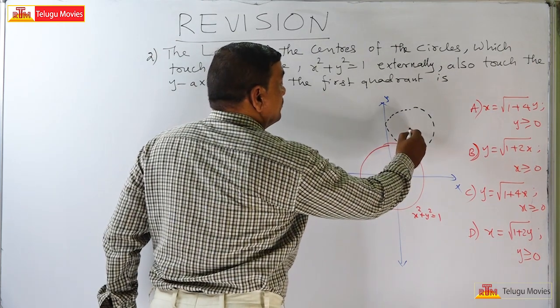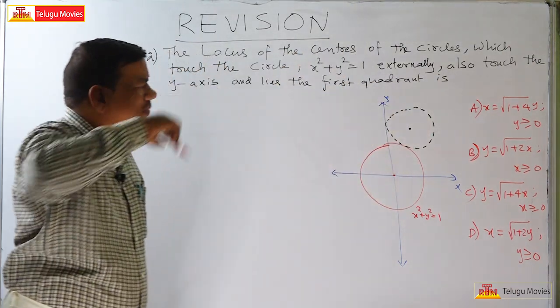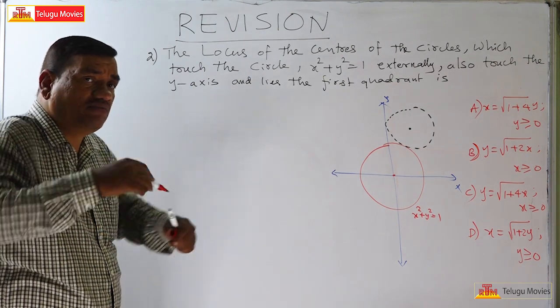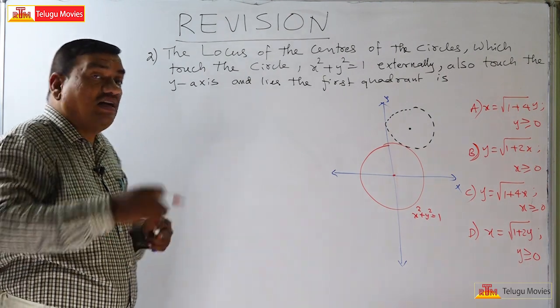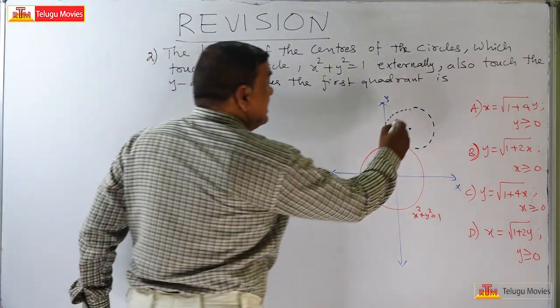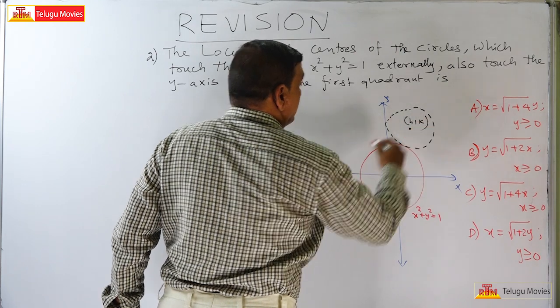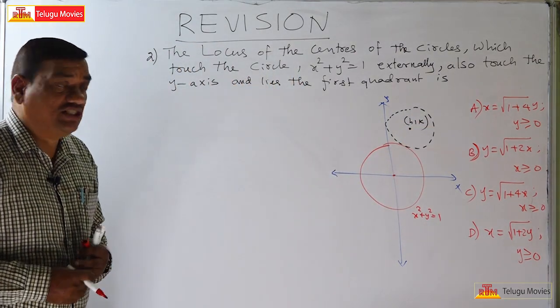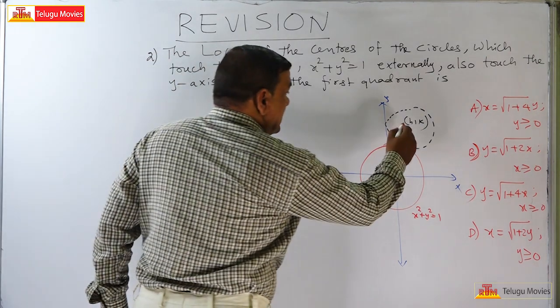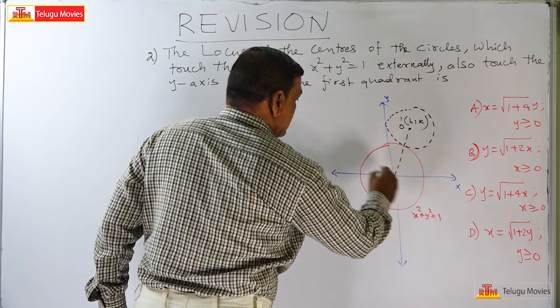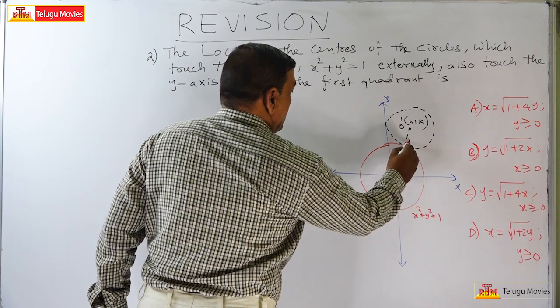Now we have to know there are so many, infinite number of such circles. According to that, the center also will change. So let the center be (h, k). We have to find out the locus of the center, the equation connecting h and k. Let the center be O dash and the other center be O. So these are the radii, R1 and R2.